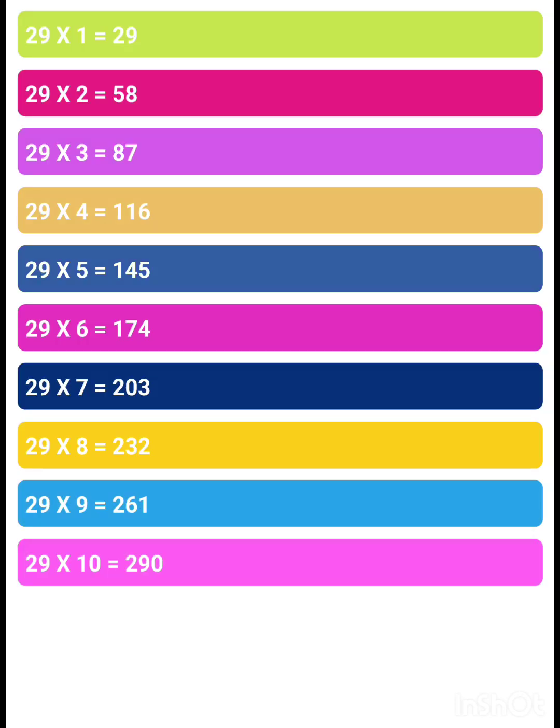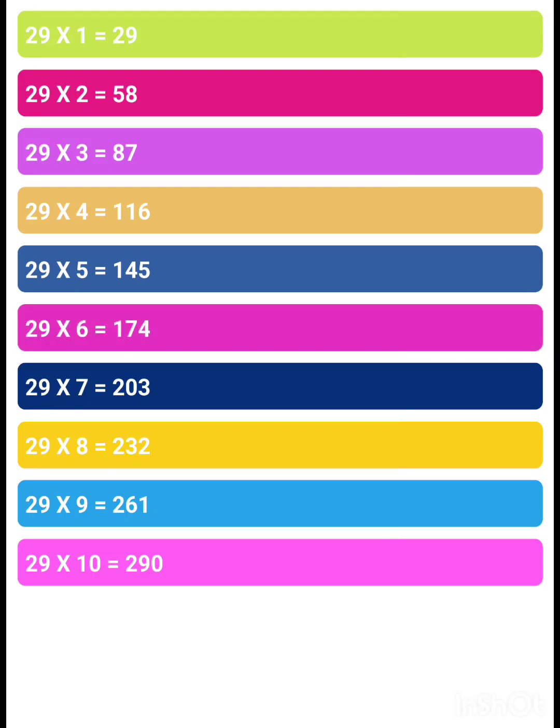Table for 29. 29 ones are 29. 29 twos are 58. 29 threes are 87. 29 fours are 116. 29 fives are 145.